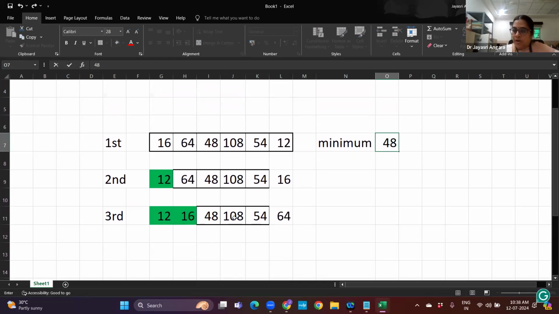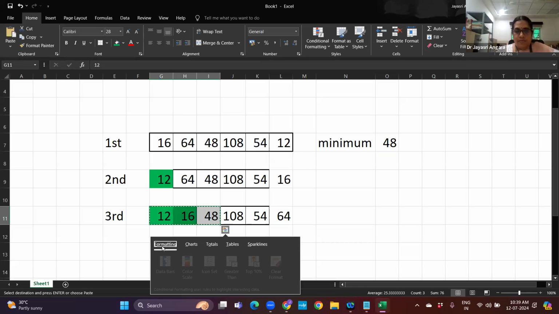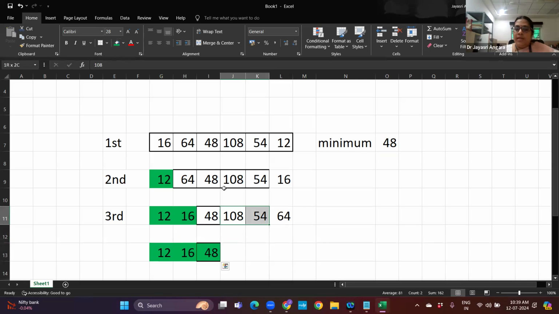Compare 48 with 108. 108 is the larger one. Compare 48 with 54, 48 with 64. So the minimum remains the same, 48, and there is no need for swapping. The first three elements are sorted now. 48 is there in its position, so there is no need of swapping. The remaining elements stay as they are.